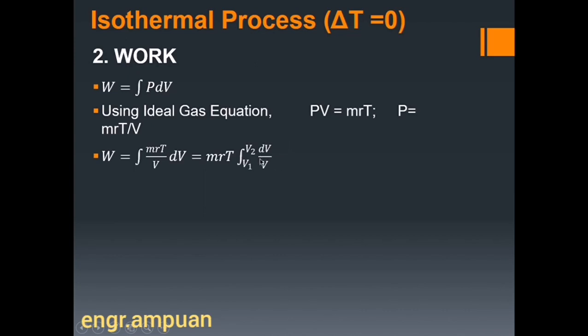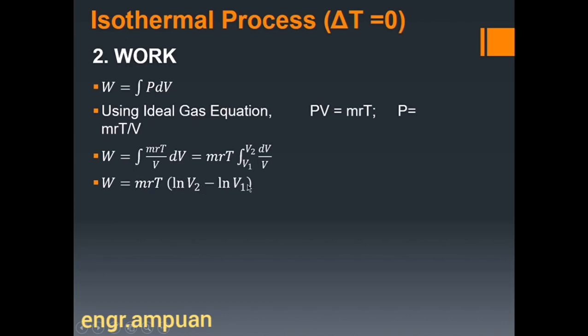So it means we are going to have the integral of 1 over V with respect to V, wherein V here is the volume. Again, for the initial conditions, V1 is the lower limit, and V sub 2 is the upper limit. If we integrate, we have the constant mRT times ln V sub 2 minus ln V sub 1.